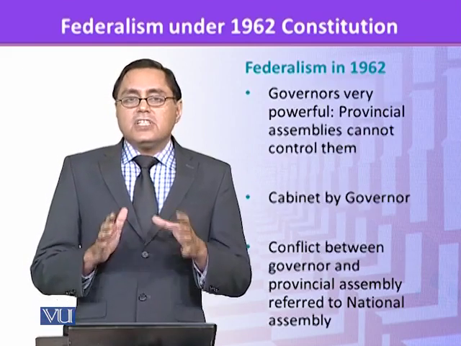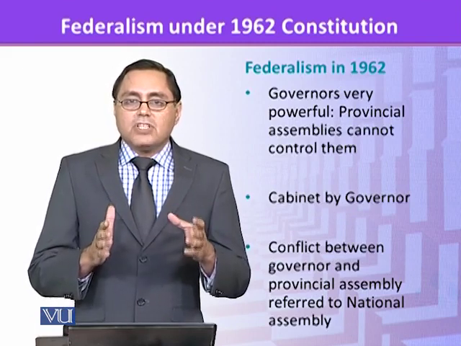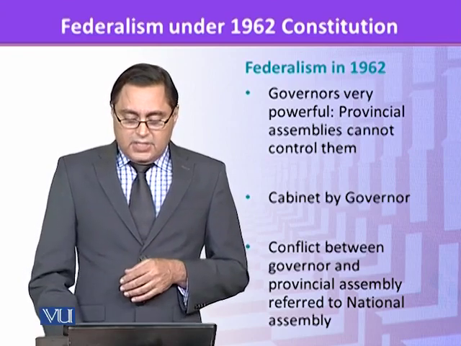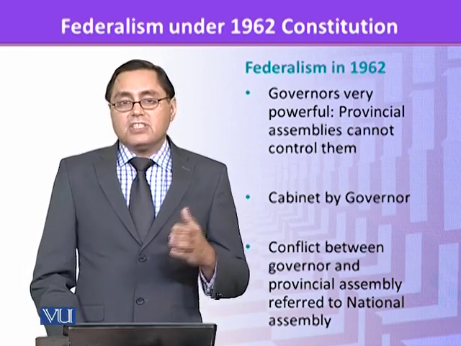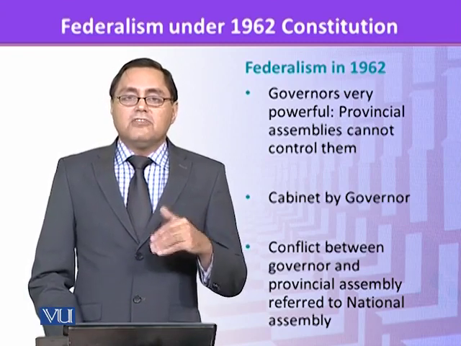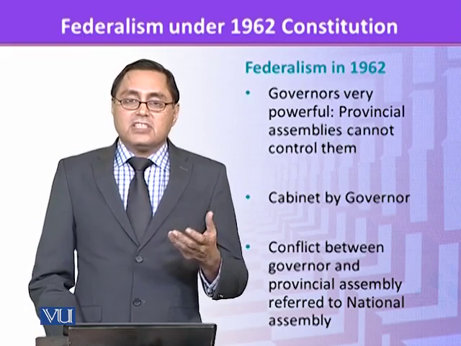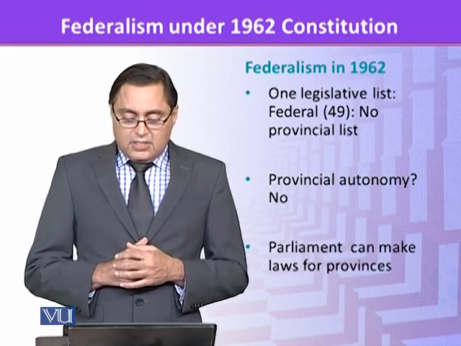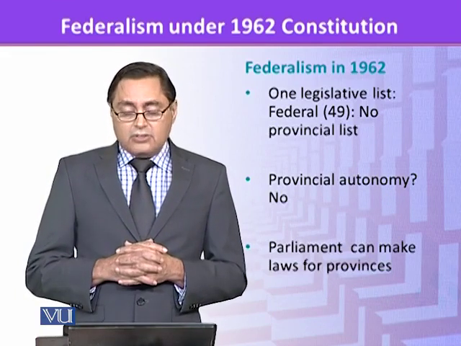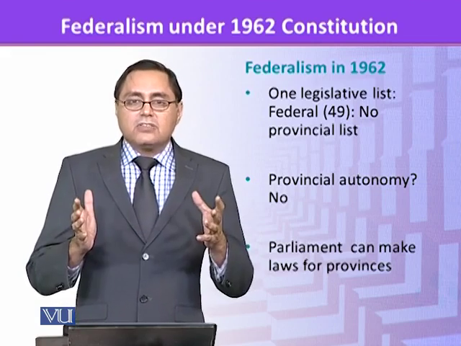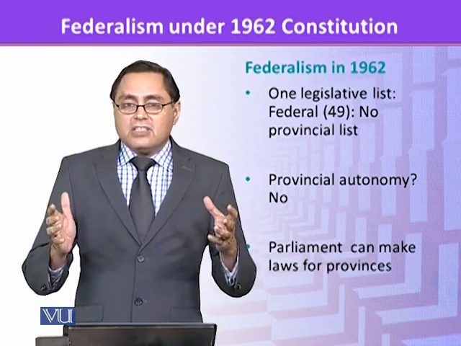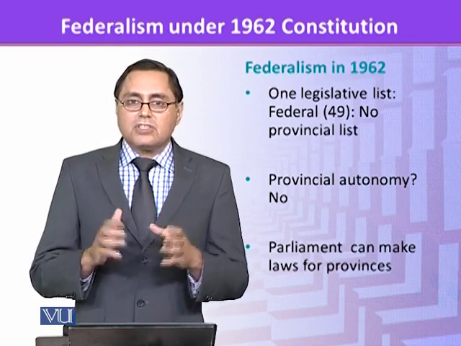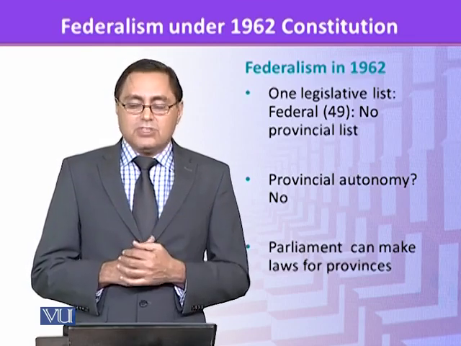Governors were totally in control, and governors were appointed by the president, so there was not much provincial autonomy. In case of conflict between the governor and the provincial assembly, it was referred to the National Assembly. So again, it was the federation that decided the conflict between the governor and the provincial assembly. There was only one legislative list, the federal list, and no provincial list. It appears that there was provincial autonomy, but in reality there was nothing, because the provinces were controlled by the nominees of the president, who were the governors.